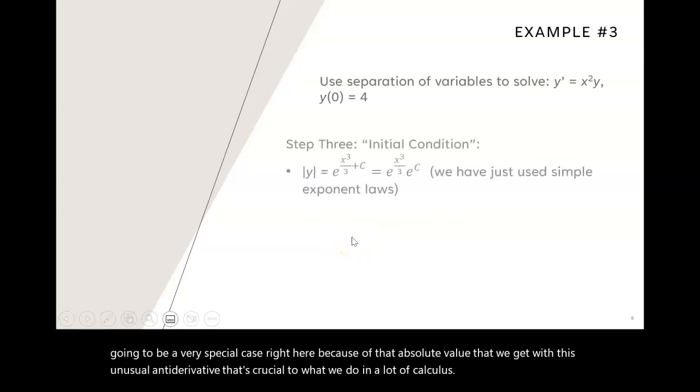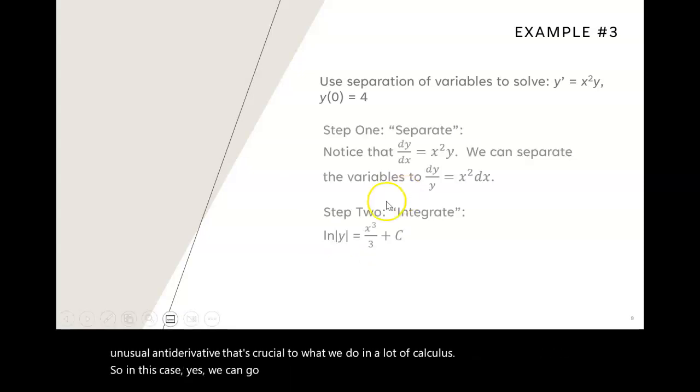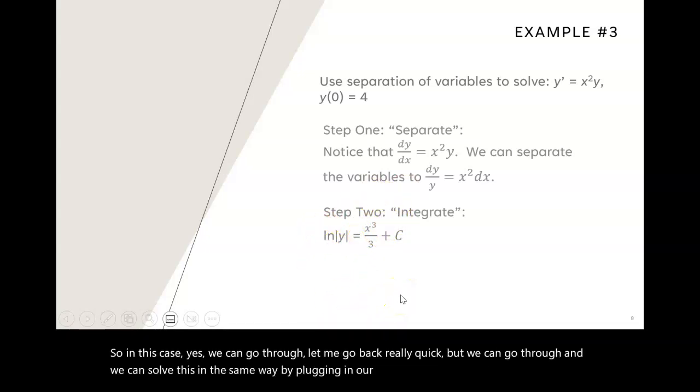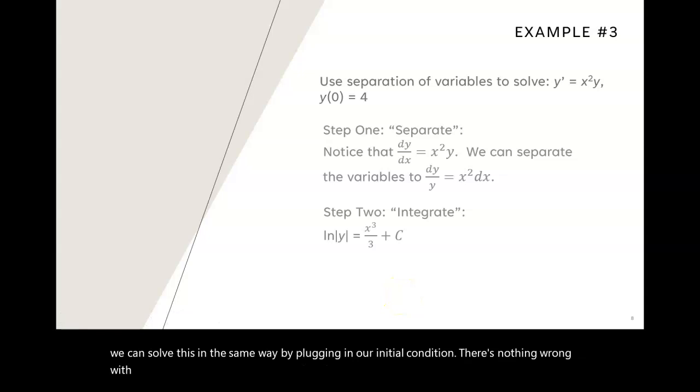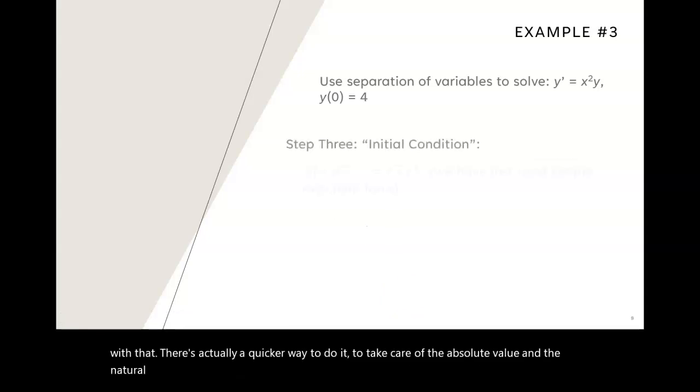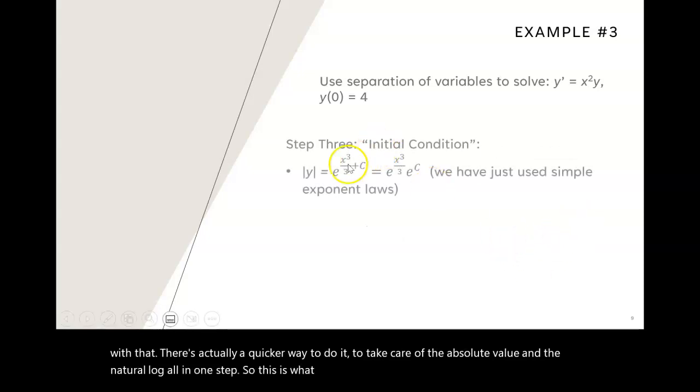So in this case, yes, we can go through, let me go back really quick, and solve this in the same way by plugging in our initial condition. There's nothing wrong with that. There's actually a quicker way to do it to take care of the absolute value and the natural log all in one step. So this is what I'll call the special K condition.